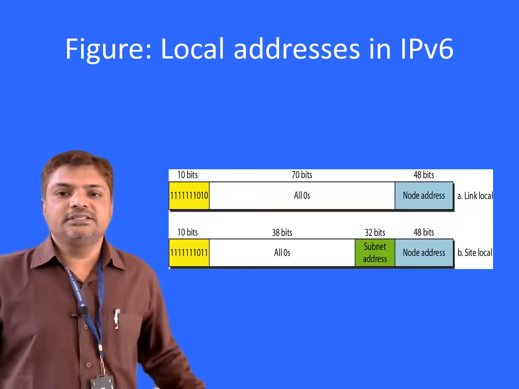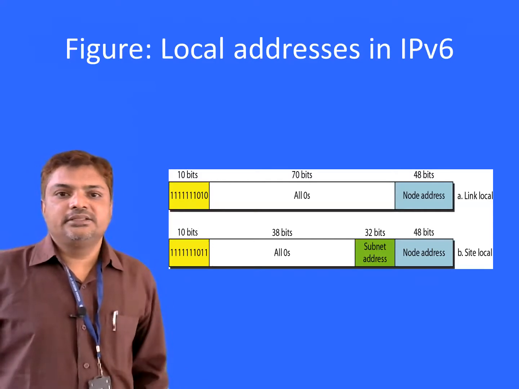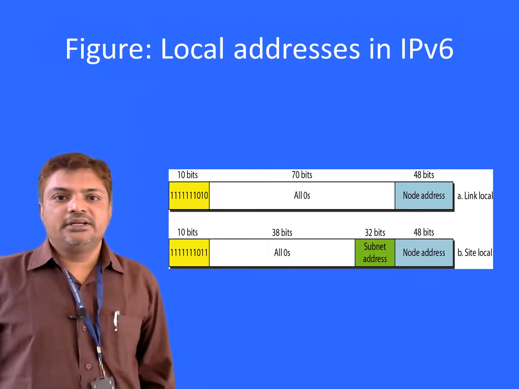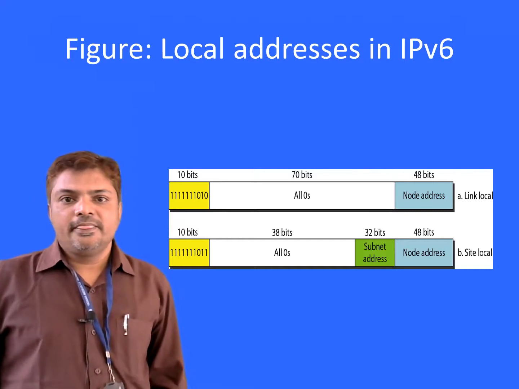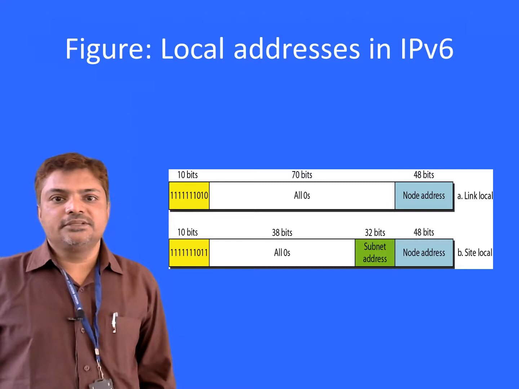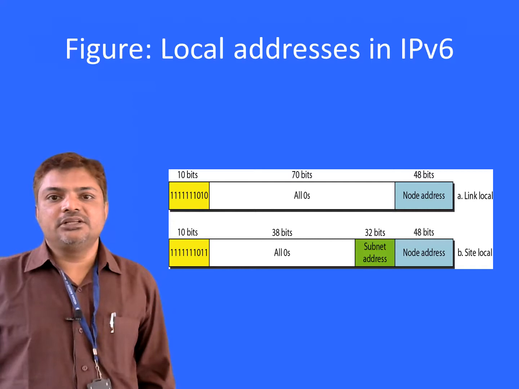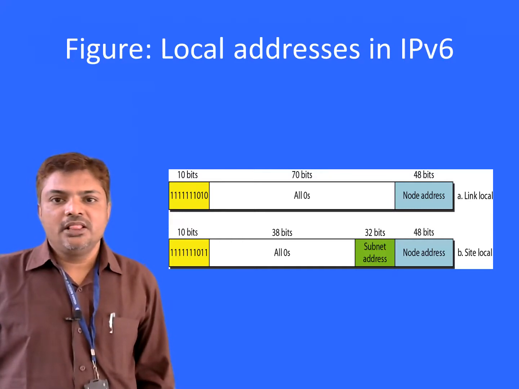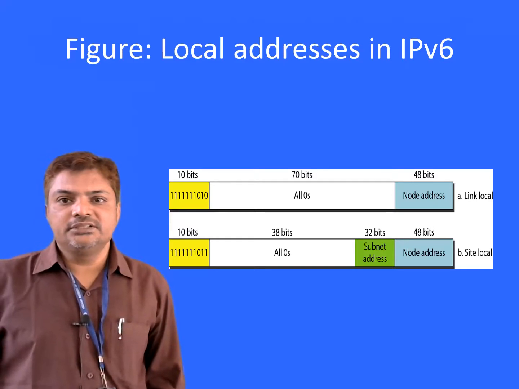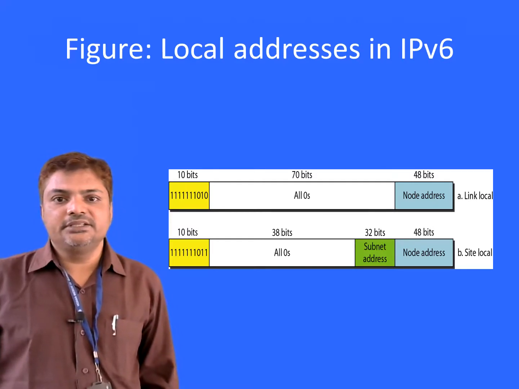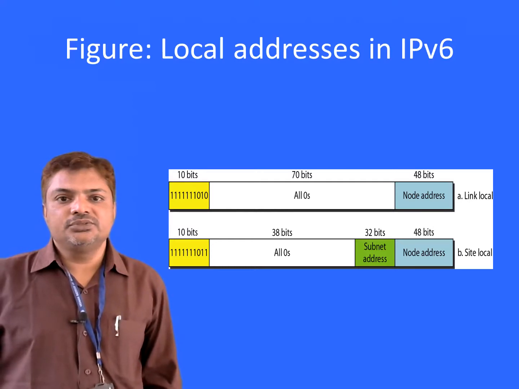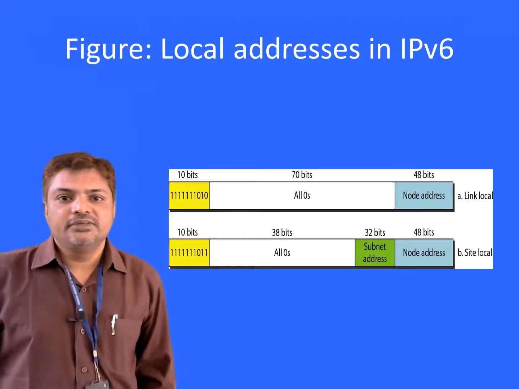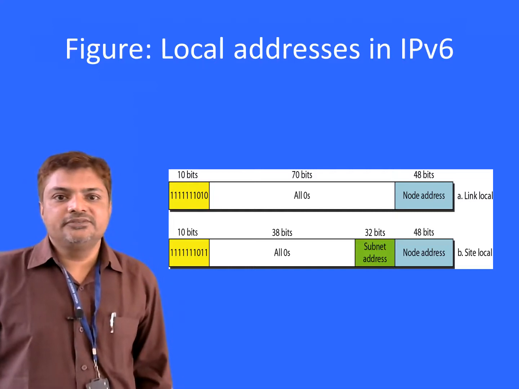So we have the link local address and we have the site local address. The link local address has 10 bits, which are all ones except the last 3 bits, which are 0, 1, 0. Then we have 70 bits, which are all zeros, and we have 48 bits, which designate the node address. For site local, we have 48 bits which define the node address, 32 bits which define the subnet address, 38 bits which are all zeros, and 10 bits, the first 10 bits, which are all ones except the last 3 bits, which are 0, 1, 1.